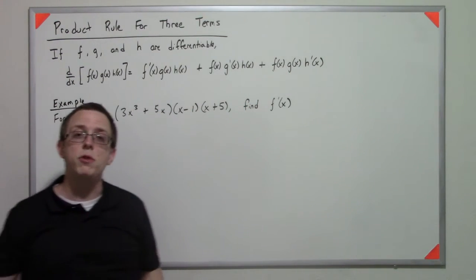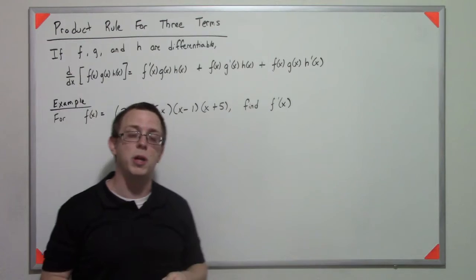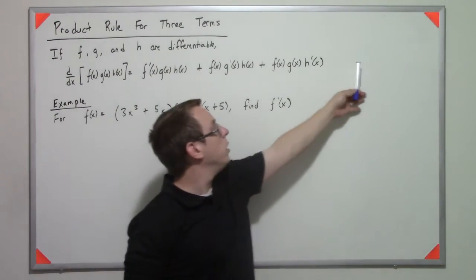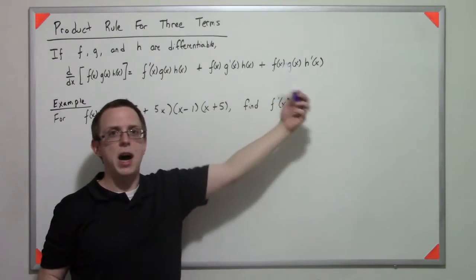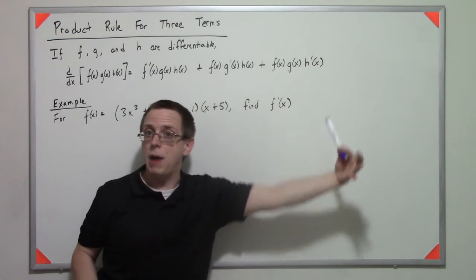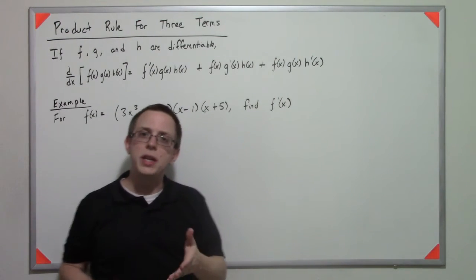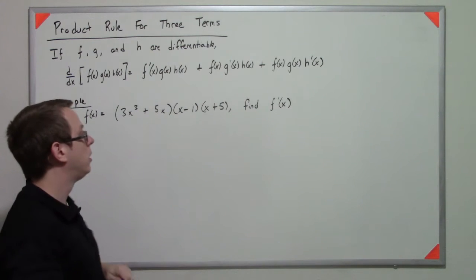So what you'd see is if you had four functions multiplied together, you'd end up with four groupings, and you'd follow the same pattern, 5, 10, 100, it doesn't matter. So let's do an example to show this method.